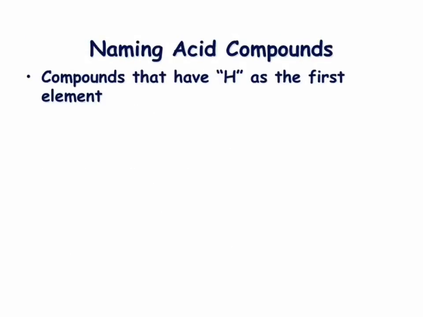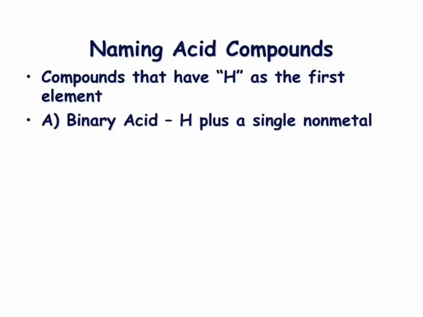So this right here is review. You have already learned how to name acids. There are two types of acids: binary and oxy acids, or ternary. Binary is just two elements, an H and something else, a nonmetal. When you name it, you say hydro, your root, ic acid. So hydrobromic acid, hydrofluoric acid, hydroiodic acid.